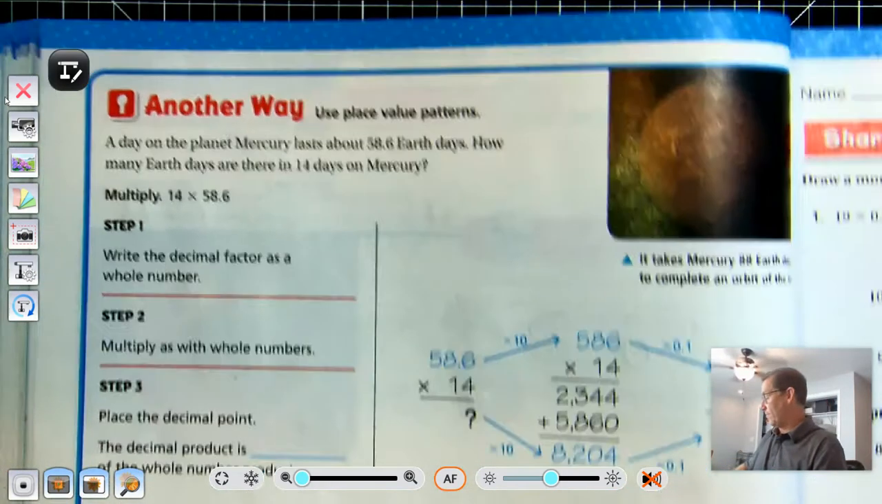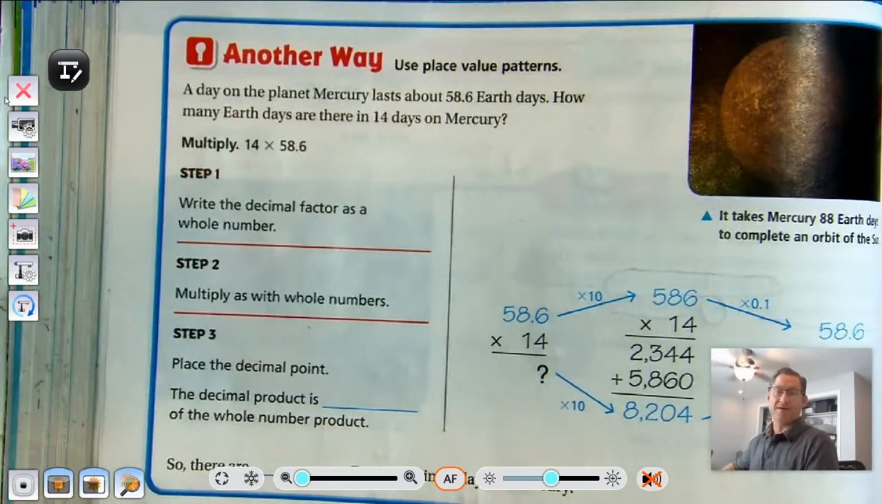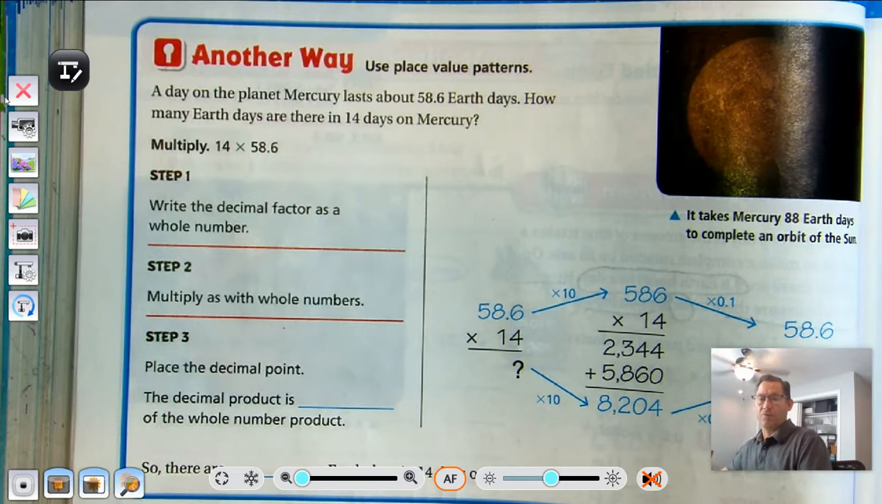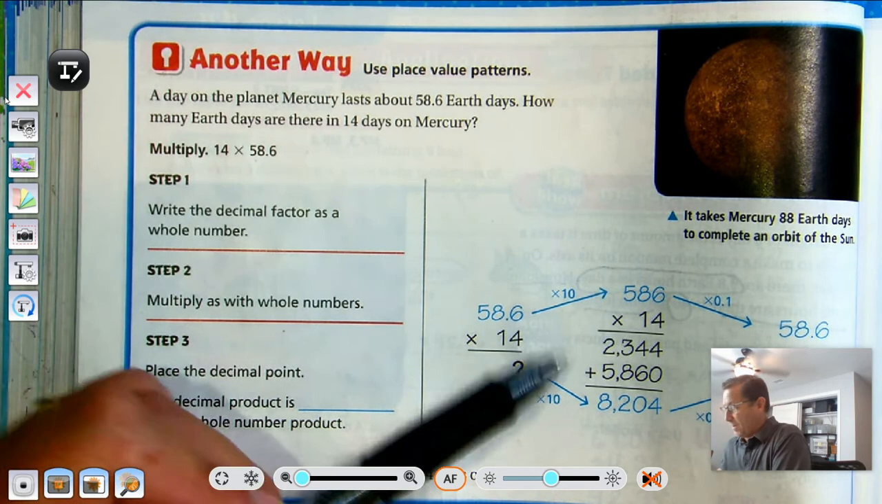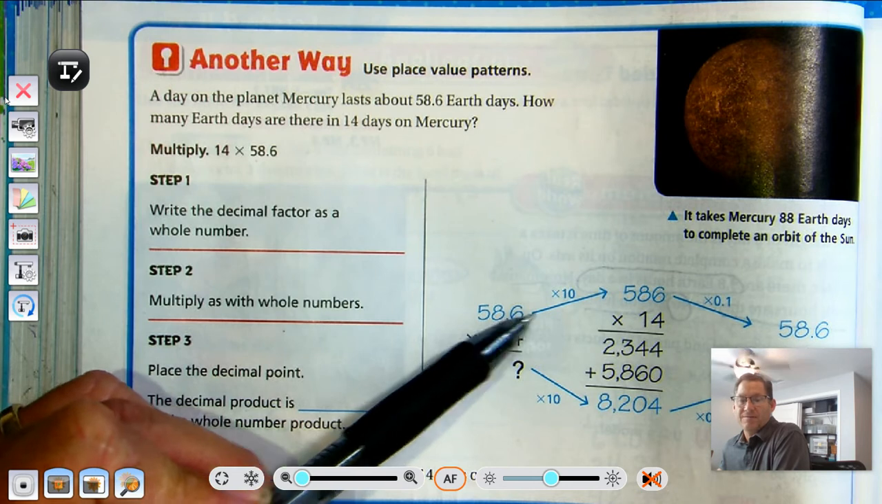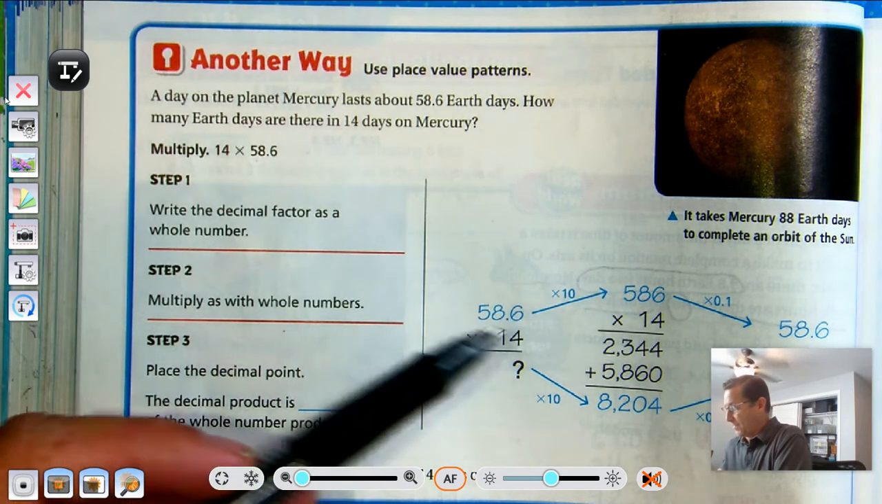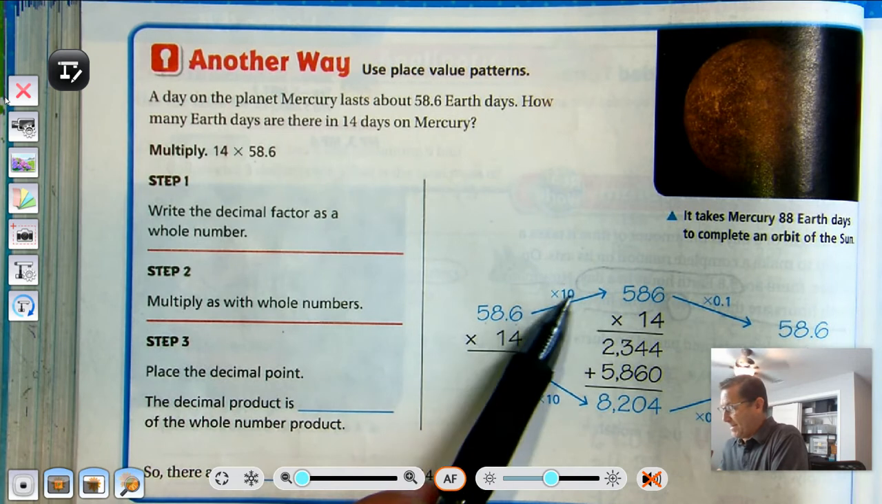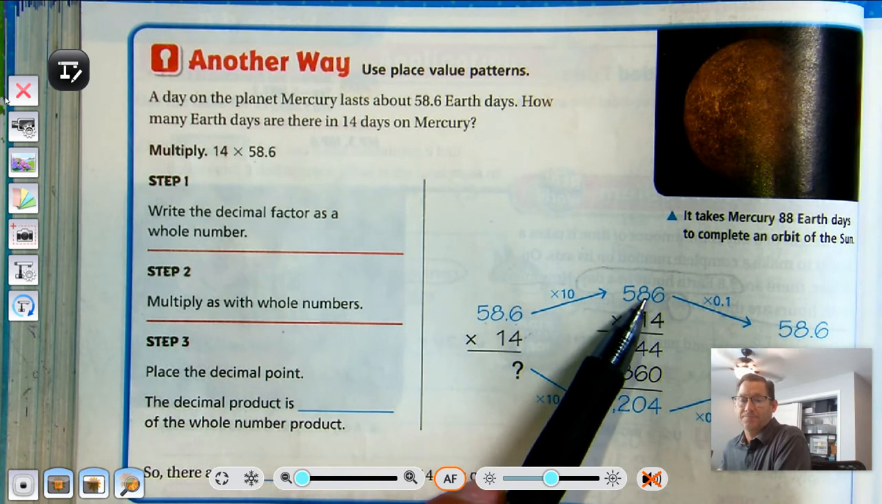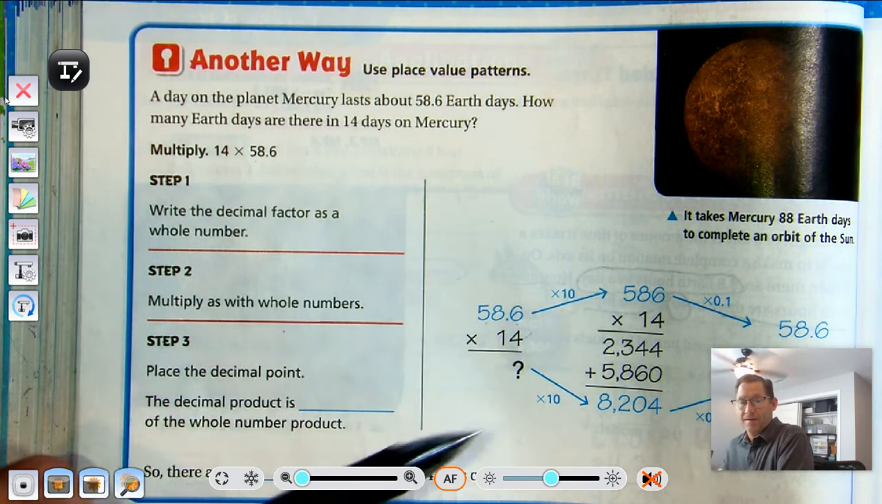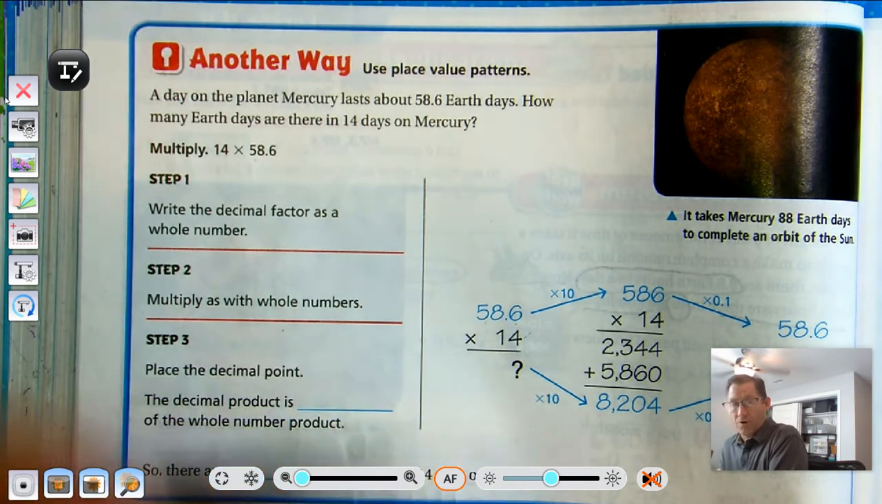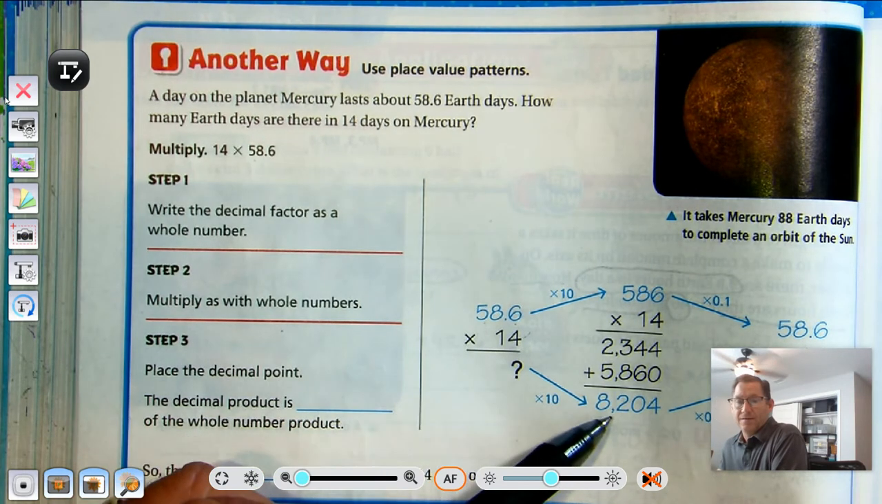All right, page 180. Another way we can do this is we can use place value patterns. Very similar to what we did in our last lesson, where we thought of 58 and 6 tenths as a whole number. How can we think of 58 and 6 tenths as a whole number? Because in our head, we'd be multiplying it by 10. So if I multiply 58 and 6 tenths by 10, it becomes 586. Or we move the decimal place one place to the right for every multiple of 10. And so our product would also be multiplied by 10.